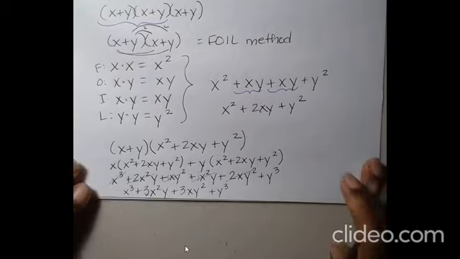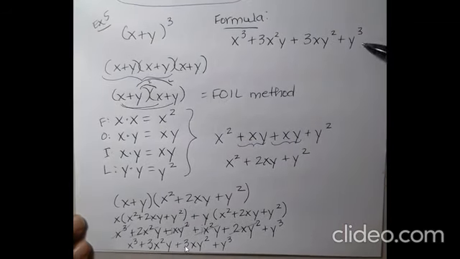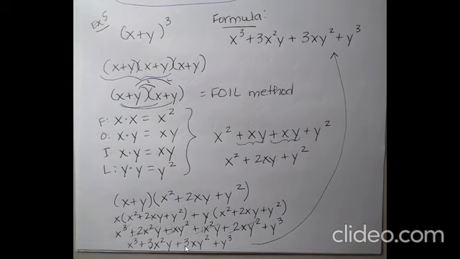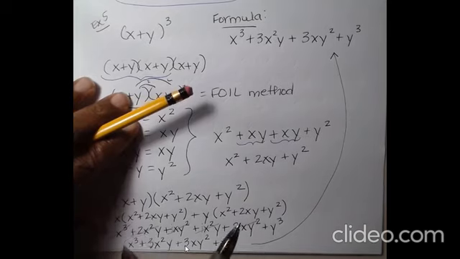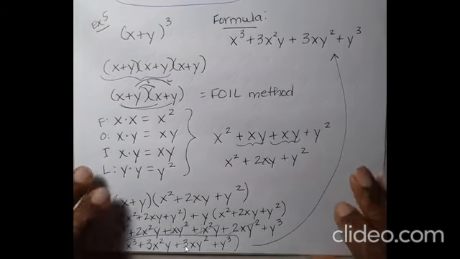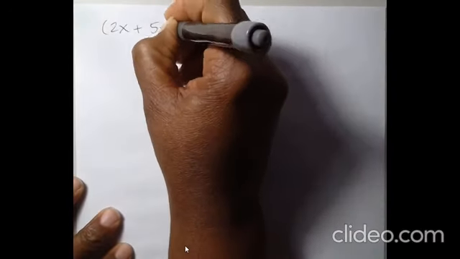This is the same as the formula I told you about up here. It's the same as this, but I wanted to show you how that formula came to be. How did that formula come into being? You can multiply it out like we just did here. In the next example, example 6, I'm going to use the formula to show you how you can solve a binomial cubed easily.